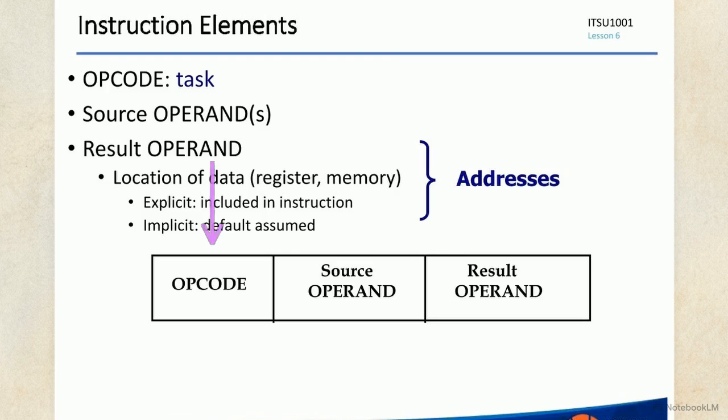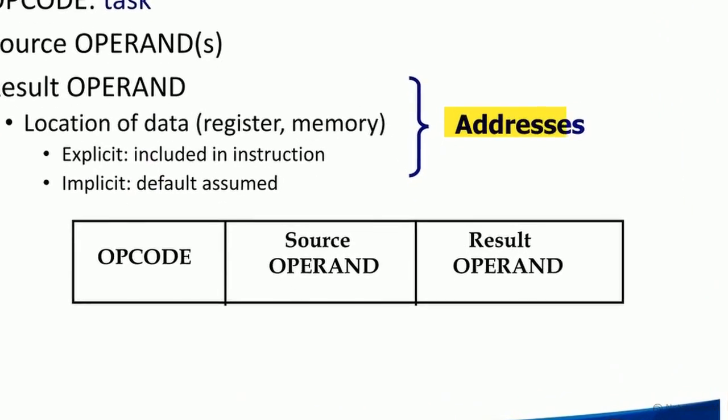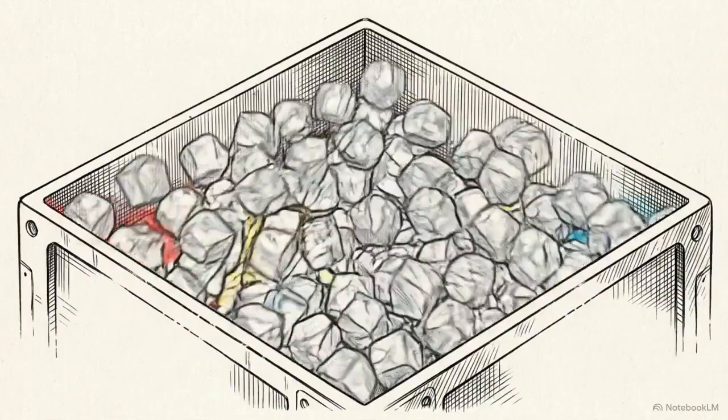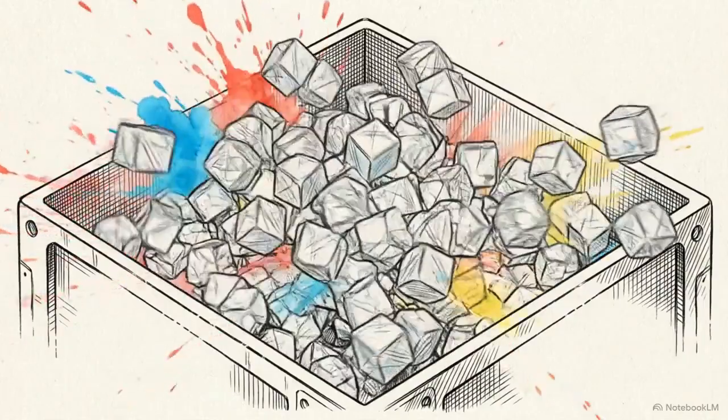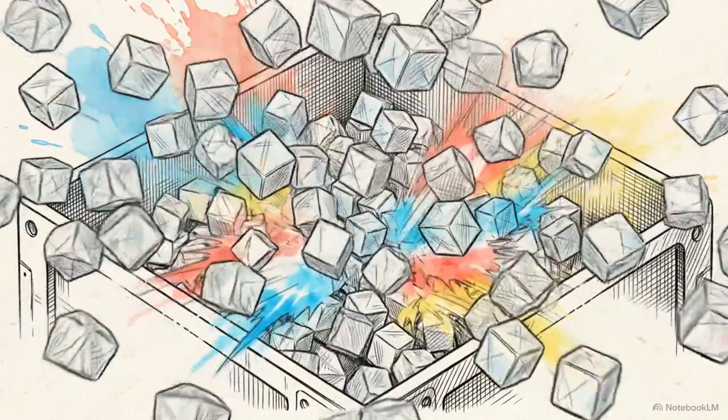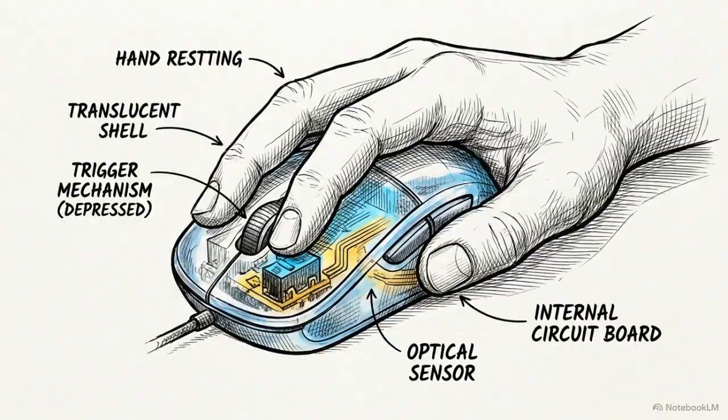On the left is the opcode, the action verb dictating the task, like add or store. On the right, the bracket points to the operands, the noun. These provide specific memory addresses where data is located. Without these perfectly formatted shipping labels, millions of electrical signals would simply bounce down the bus lines with no purpose and no final destination.